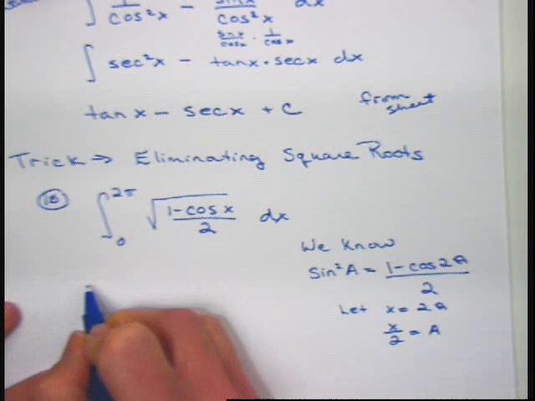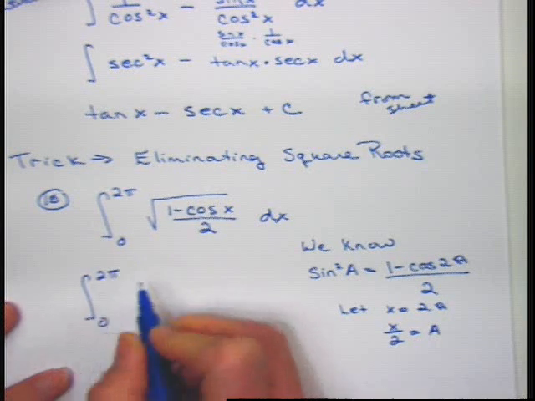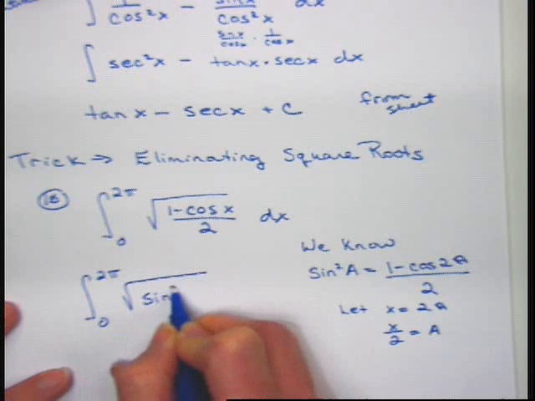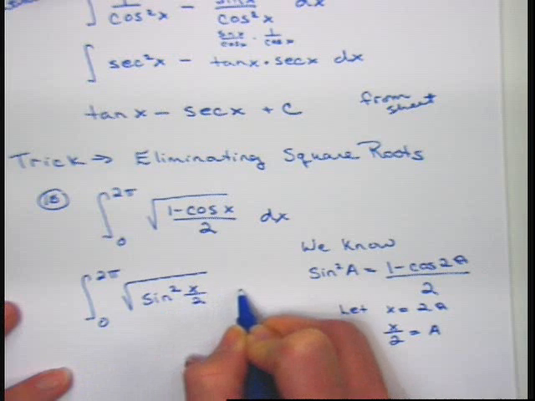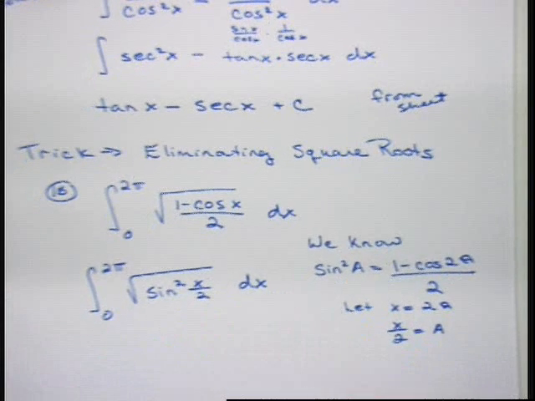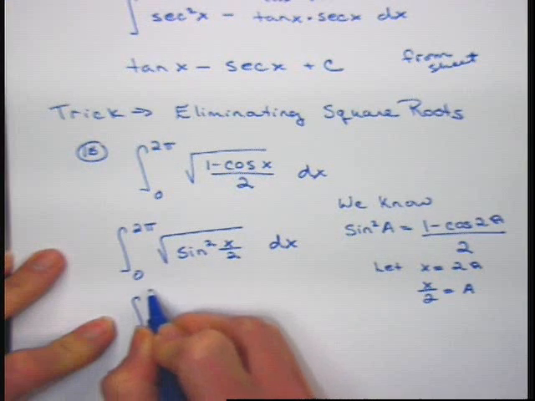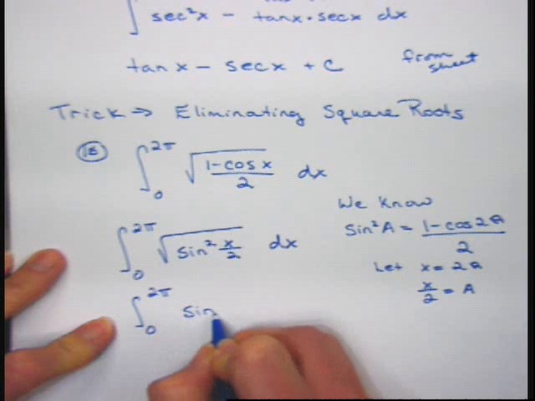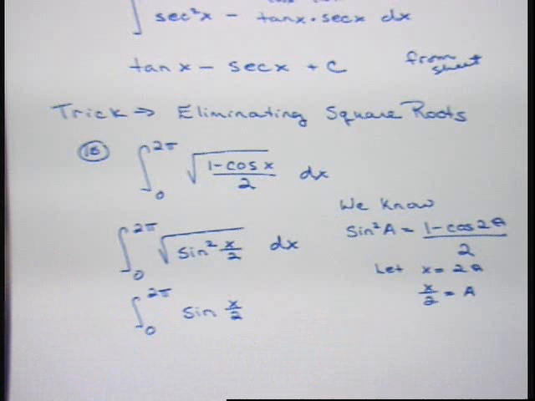So this will be the antiderivative from 0 to 2 pi of the square root of sine squared x over 2 dx. And why is that great? Well, the square root of sine squared is just sine, right? So I can think of this as the antiderivative from 0 to 2 pi of the sine of x over 2. Now, we would need that to be in absolute value. When you take a square root, you have to think of that.